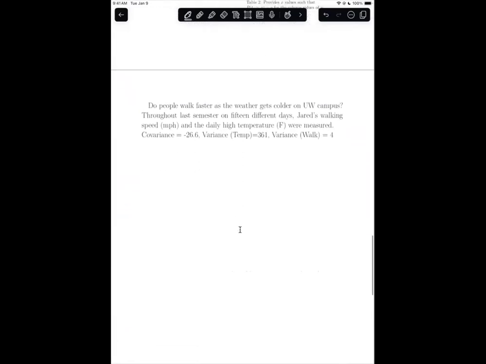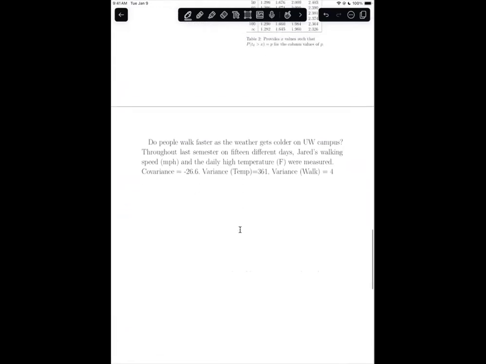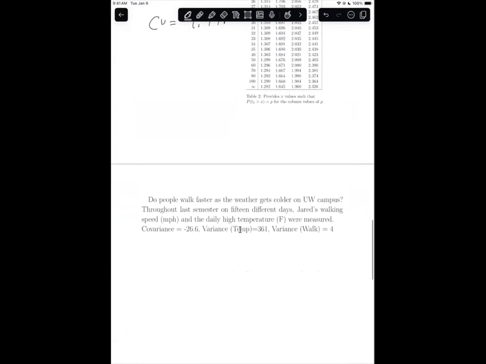Now we can determine the test statistic. So I'm going to write the equation of the test statistic right here. And the equation of the test statistic is the sample correlation all over the square root of 1 minus the sample correlation squared divided by n minus 2.